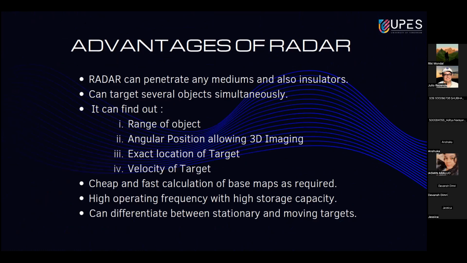The advantages of the radar system: radar can penetrate mediums such as clouds, fog, mist, and snow. Radar signals can also penetrate insulators. It can target several objects simultaneously, and it can help find out parameters like range, angular position, location of the target, and velocity of the target. It is a fast method of calculating base maps when no detailed survey is required. High operating frequency allows for storage of a large amount of data, and it can tell the difference between stationary and moving objects.